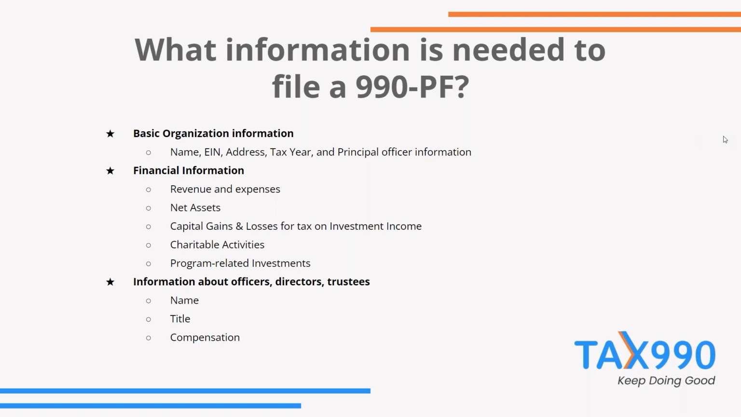So to file Form 990-PF, you'll need basic information like the organization's name, EIN, and tax year. This information can all be found in the IRS determination letter. You'll also need principal officer information, including name and address. As you work through the return, you'll be asked to complete parts pertaining to revenue and expenses, net assets and liabilities, capital gains and losses for tax on investment income, charitable activities, program-related investments, and information about officers, directors, and trustees.